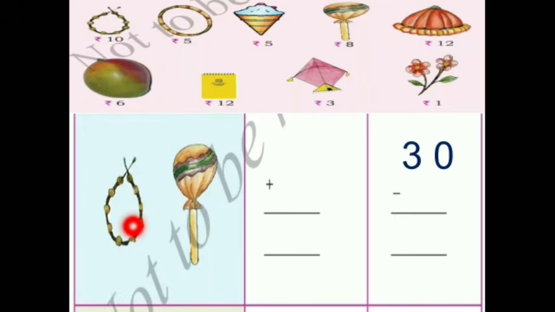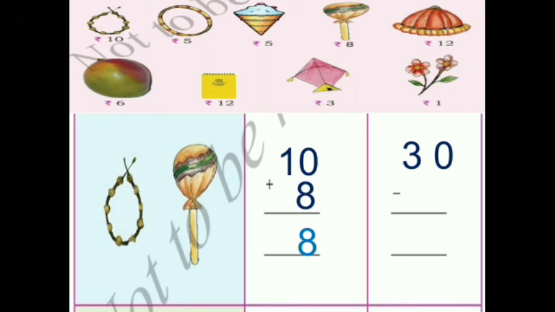Here we have bracelet and lollipop. What is the cost of bracelet? The cost of bracelet is 10 rupees. What is the cost of lollipop? The cost of lollipop is 8 rupees. Now we should add both of these. In units place we have 0 and 8. 0 plus 8 is equals to 8. Write 8 in units place.